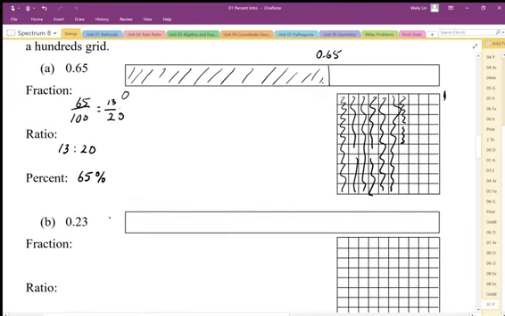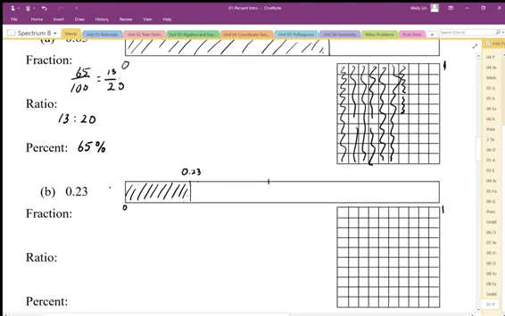0.23, well, I'm going to use some benchmark fractions. I know it's close to a quarter, so that's going to be about a half of a half, so I'm going to be just a little bit less than that. So I'm going to say that that's about 0.23. We'll say that's 0 and 1. So it's 23 parts out of 100 if I want to be accurate.